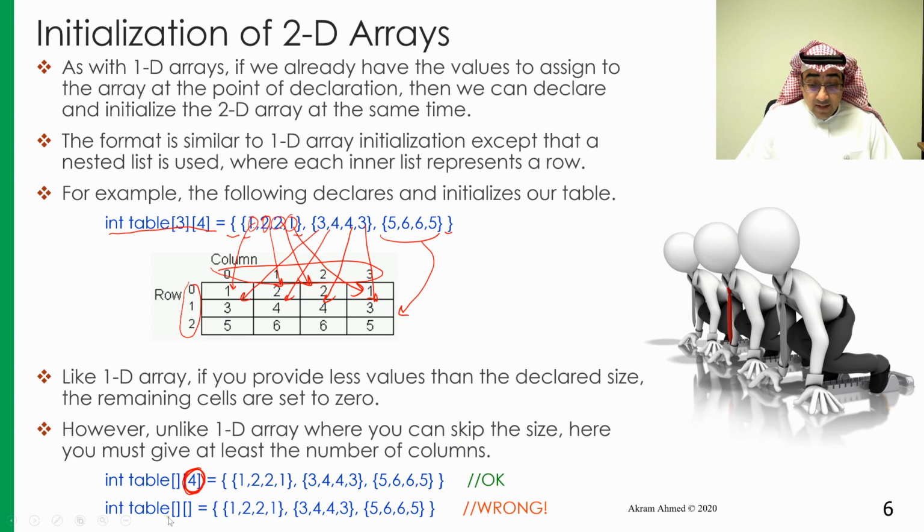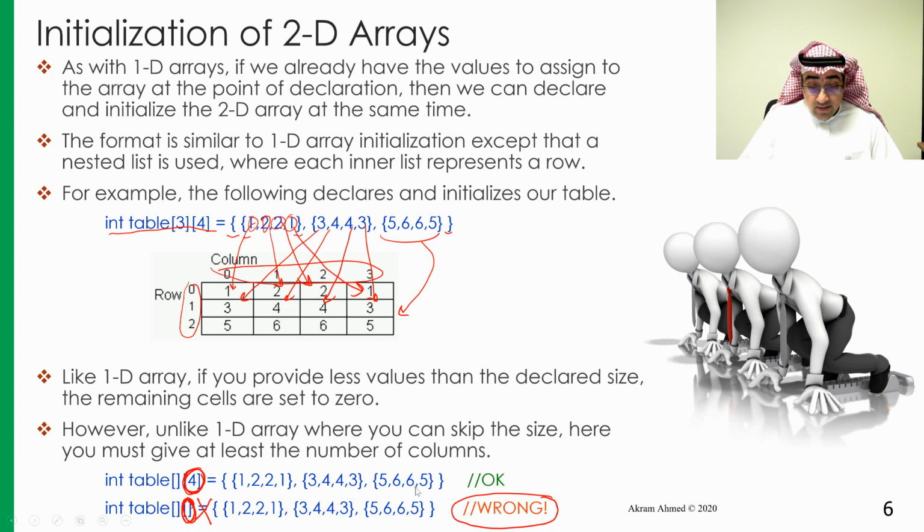But this is wrong. This is not allowed in C. Let me put an X over here, it cannot be done. You always have to specify the second dimension. Although you're telling it over here that you have 3 rows and 4 columns, you did not specify this, so this is going to generate an error for you. This is wrong. Okay, so do not do this.